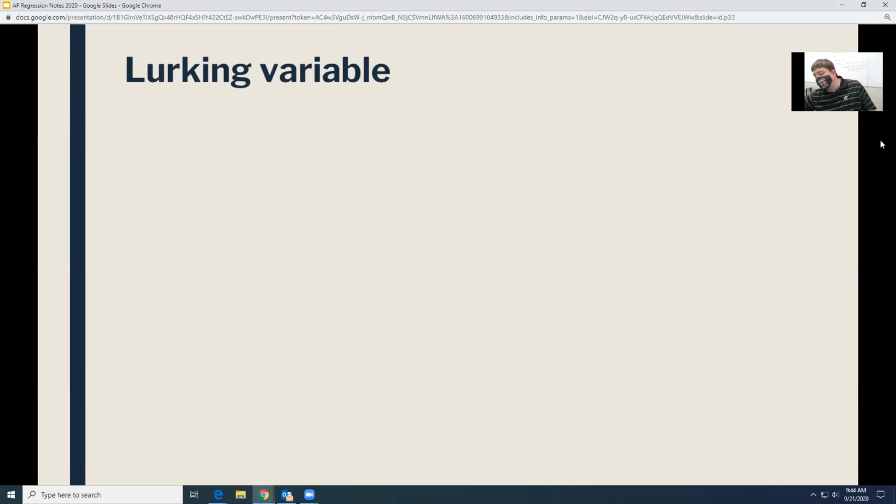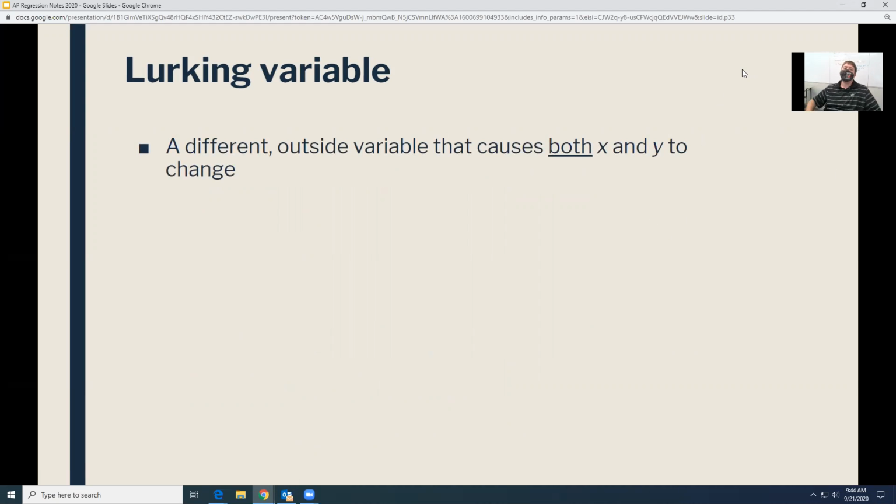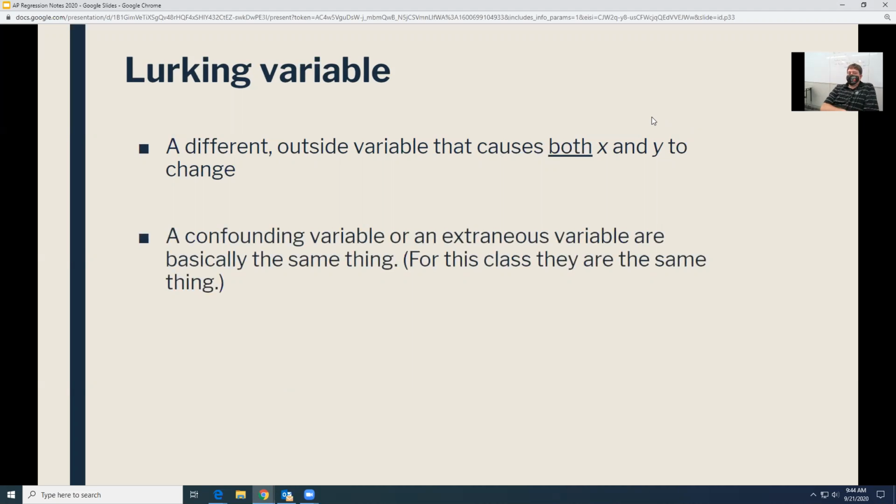There are things called lurking variables that exist and that we don't account for. Very rarely in life are just two things causing each other to happen. There's usually something behind the scenes that we haven't considered, or things that we haven't put into our formula, and we're not going to in this class, but we need to be aware of those things. A lurking variable is considered a different or outside variable that might actually cause both X and Y to change. It's sometimes labeled as a confounding variable or an extraneous variable. All three names mean pretty much the same thing. For this class, they are the same thing.